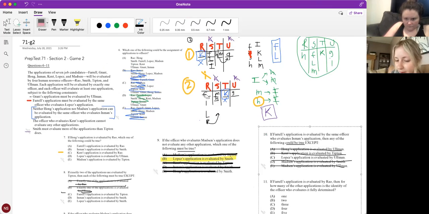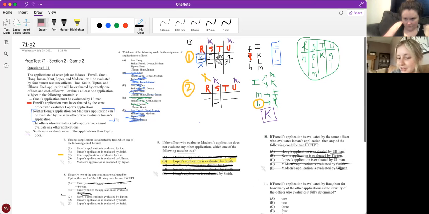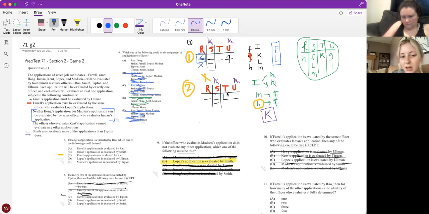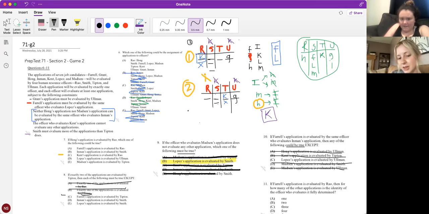All right, and then lastly, if F's application is evaluated by R, then for how many of the other applications is the identity of the officer who evaluates fully determined? This is the one I got wrong. So what scenario are we looking at then? The second one, because we don't have K under R. Excellent.